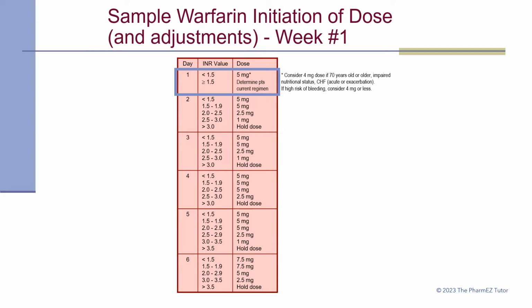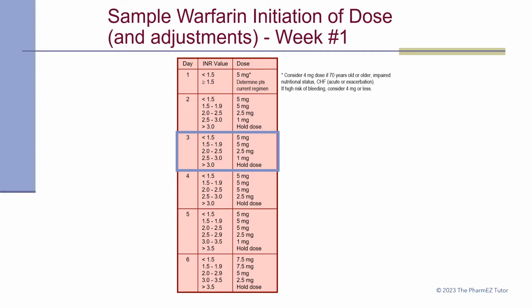For a new start, 5 milligrams or less should be used as the starting dose, as we previously discussed. If the patient was taking warfarin at home, continue the same dose as long as the INR is not at a toxic level. On day number 2, 5 milligrams is continued in this algorithm if the INR is below goal. This algorithm is rather conservative in that dosage is reduced if the INR is within goal on day number 2. Hold the dose if the INR is above 3.